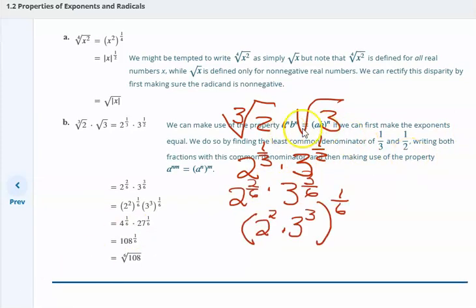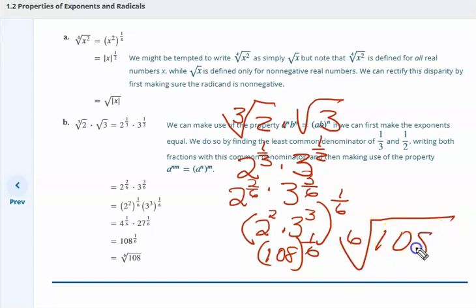And this is our final example, gets to be quite tricky. So we have this. Now we can get common fractions here by making 1/3 2/6 and 1/2 3/6. And now we can factor out this 1/6 here, and we get 2 to the 2nd, 3 to the 3rd. When we multiply this, we get 108 to the 1/6 power, which is the 6th root of 108.